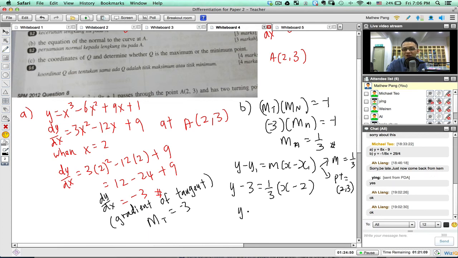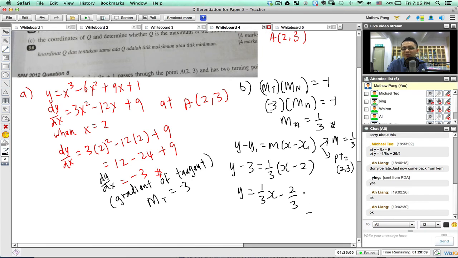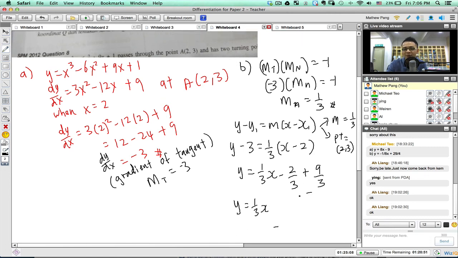So y minus 3. I move to the other side with plus 3. So this one will be minus 2 over 3. Then I plus 3, right? Change to the same denominator, will be plus 9 over 3. Then I solve it. So y will equal 1 over 3 x plus 7 over 3. Then I'm done. This one will be the equation of the normal. So far so good.